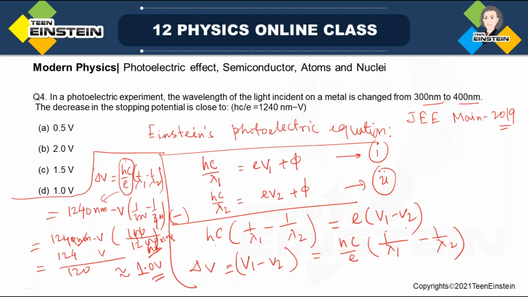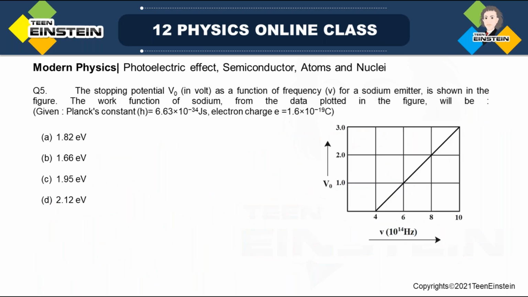Now we'll go to the, so here the question answer is this one. We'll go to the next question. So this question says that the stopping potential V0 in volt as a function of frequency for sodium emitter is shown in the figure. So in this figure, this is the V and this is the frequency.